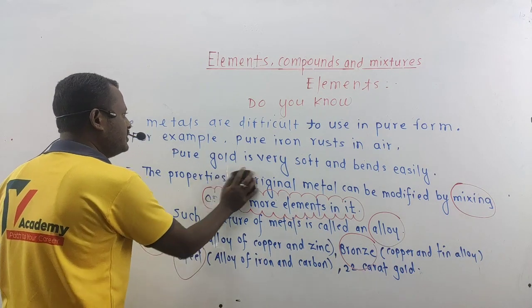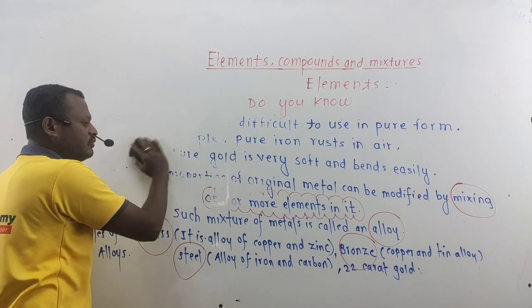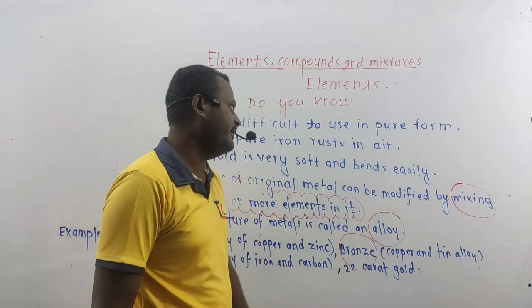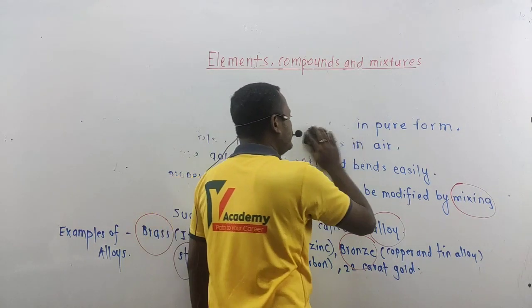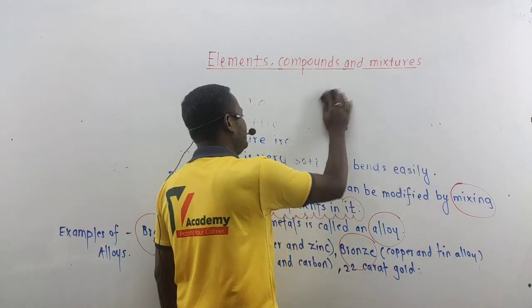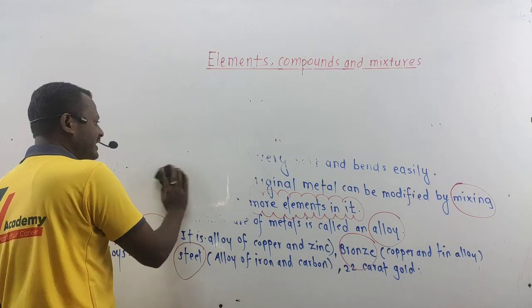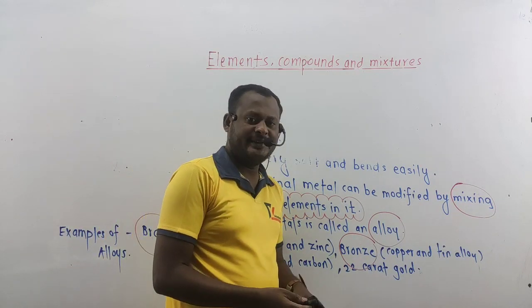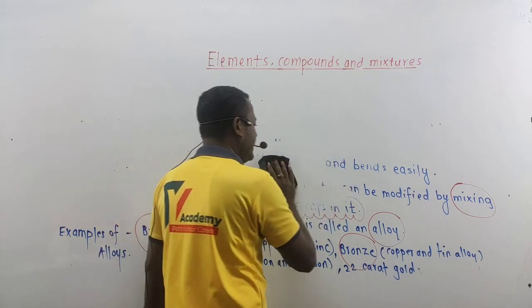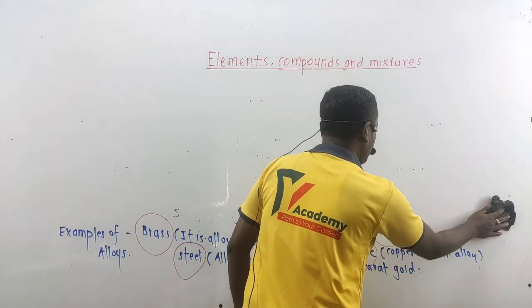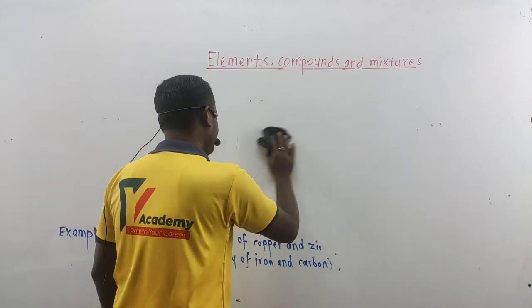Now let us discuss. Up to this point we have discussed elements, and we have studied elements in detail. Now we have to study about compounds. What are the compounds exactly? And what are the different properties of compounds? All these things we will discuss. Now let us see about compounds.